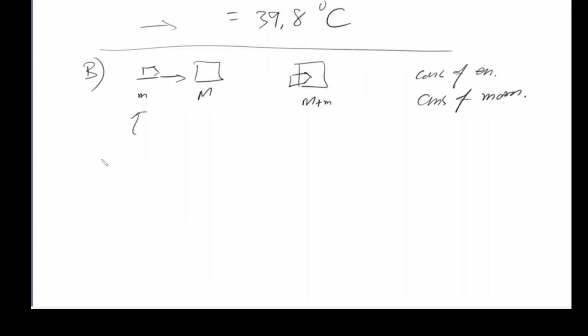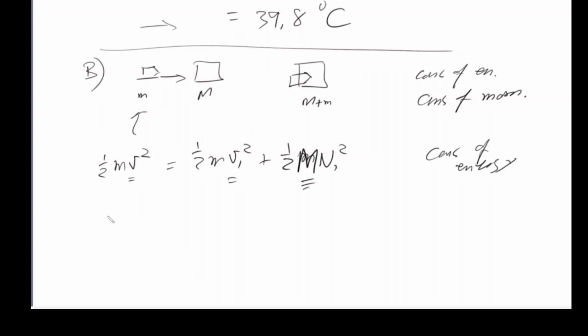So if we use conservation of energy, 1/2 mv squared, which is the initial energy of the bullet, with the initial velocity of the bullet, is equal to 1/2 mv1 squared, which is the final velocity of the bullet, plus 1/2 big M v1 squared, which is the final velocity of the block of mass big M. So that's conservation of energy.